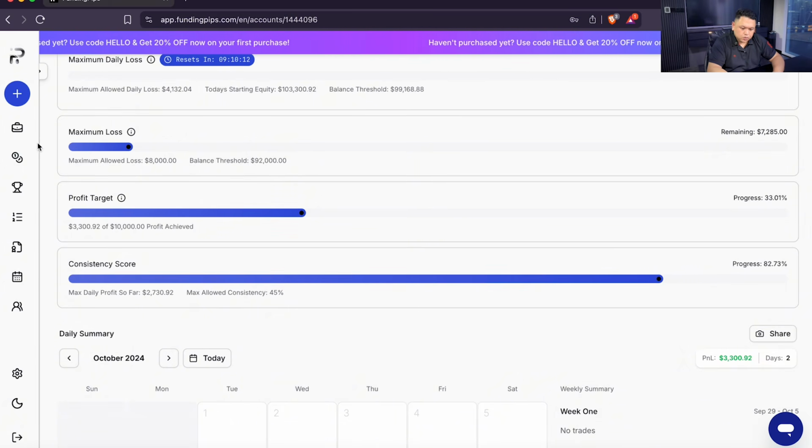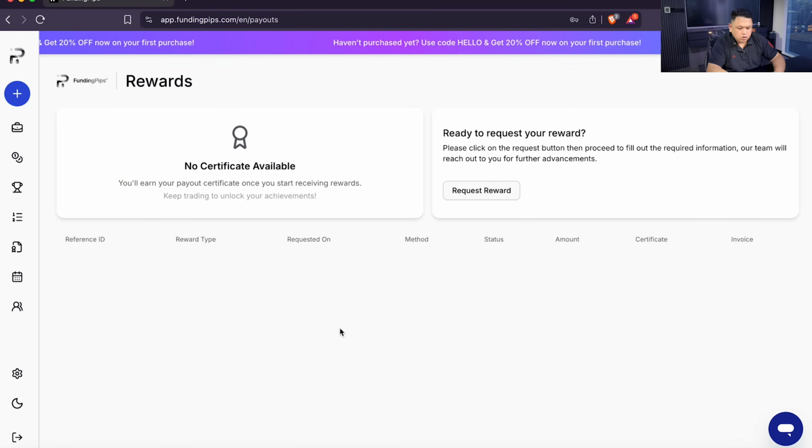Now, right next to the accounts, we have our rewards. So this section shows me everything about the rewards that I've requested. This is a reference ID for the type of reward that I requested, when I placed the request, and how did I request it? Was it through Rise or through crypto? What's the status? Is it in the requested status, or is it already processed, meaning I should be receiving it in either my wallet or my Rise account? How much did I withdraw?